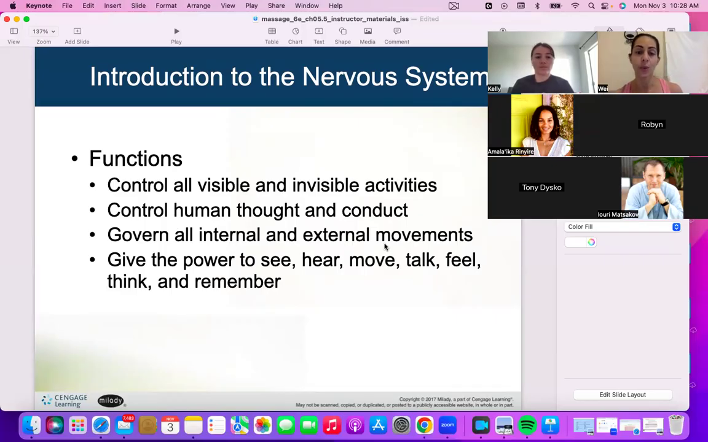And it gives power to see, to hear, to move, to talk, to feel, to think, and to remember, because all that gets processed by the brain. Yes, you do see through the eyes, through the lens, but it gets interpreted by the brain. We hear music, we hear sounds, we hear vibration, but it gets interpreted by the nervous system, then it translates to our body. Same thing with movement. And as you talk, as you feel, as you think, as you remember, it's all governed by the brain.